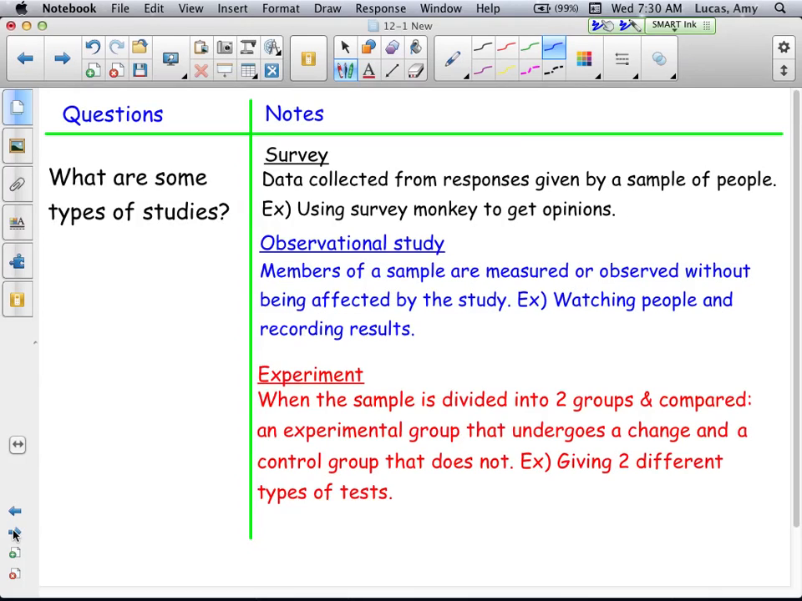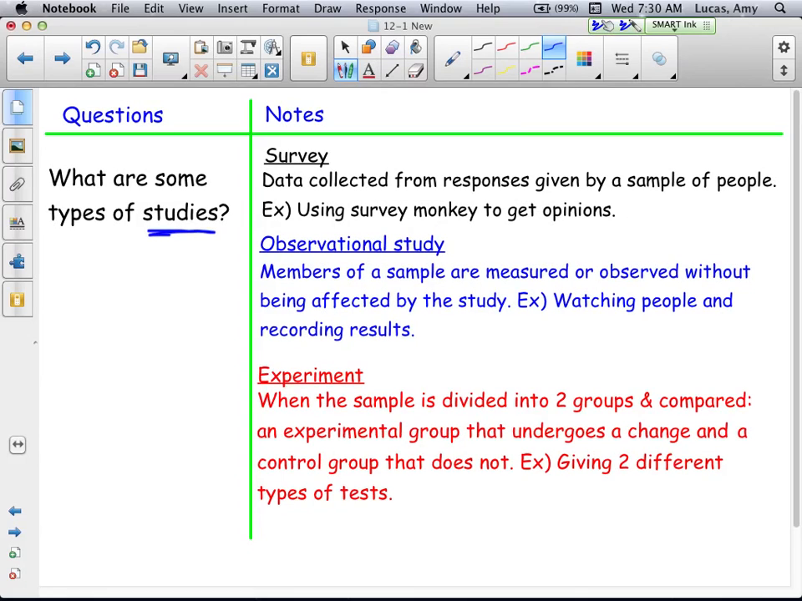The second kind of a study is an observational study. To observe means to watch. So members of a sample are measured or observed without being affected by the study. So you don't tell people that you're observing them. You don't let them know what you're looking for. You just watch people and record results. That's an observational study.